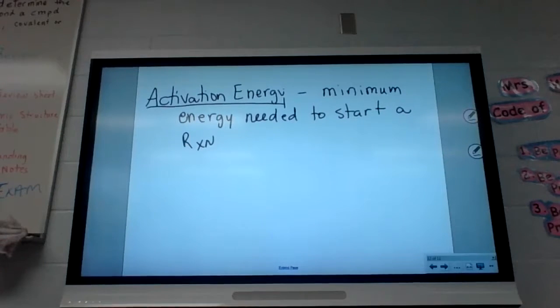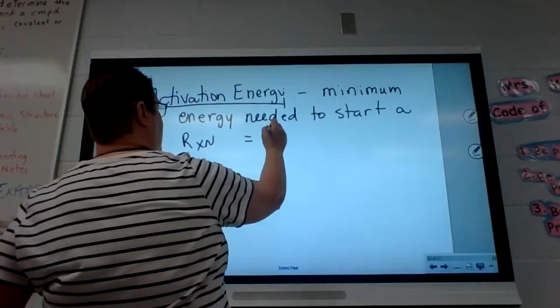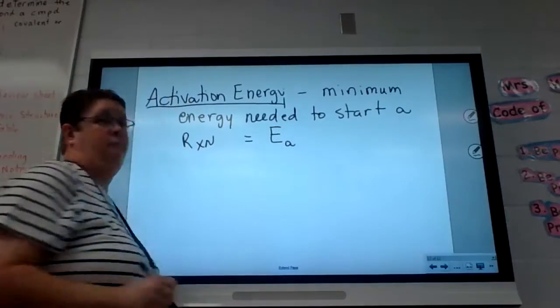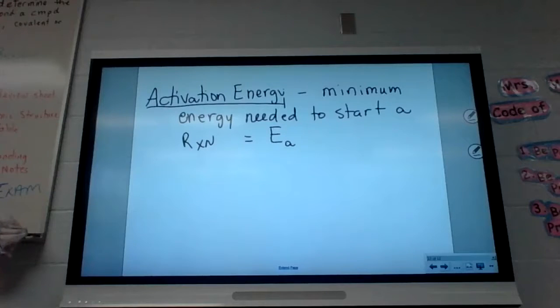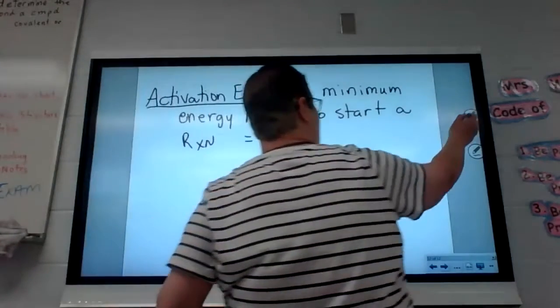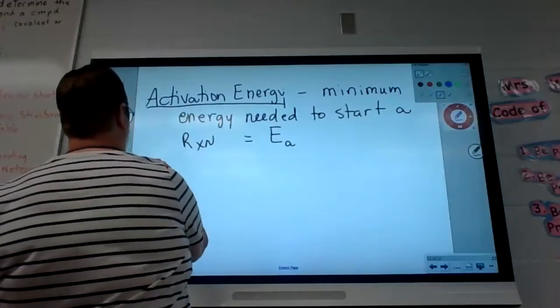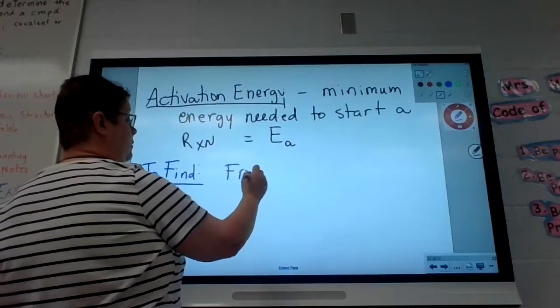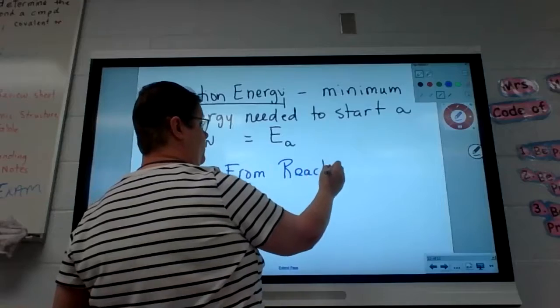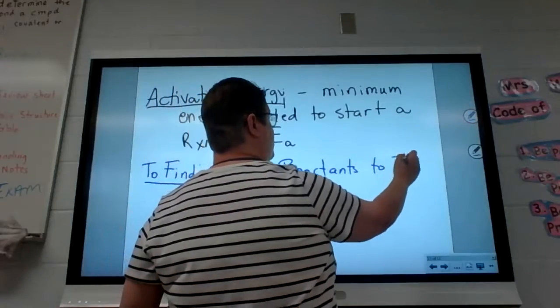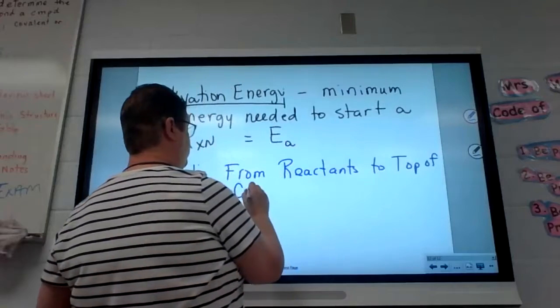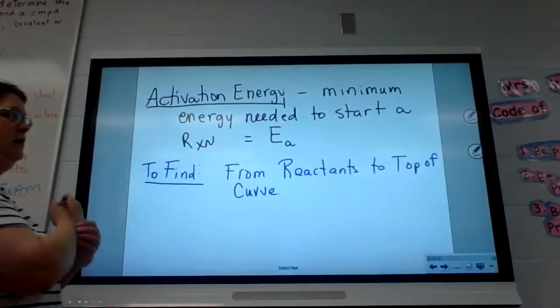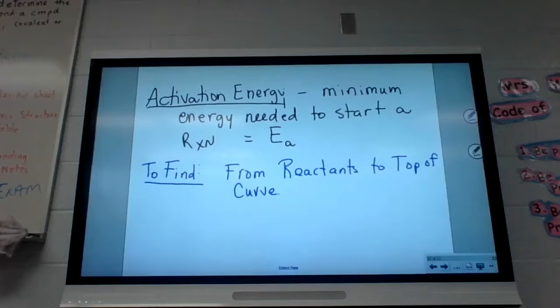It's your activation energy. We abbreviate it E with a little a. Energy is always an E. We put a little a there to remind us it's activation energy, but we always use a capital E for energy. Now, to find activation energy, it is always from the reactants to the top of the curve. It's always from the reactants to the top of the curve.